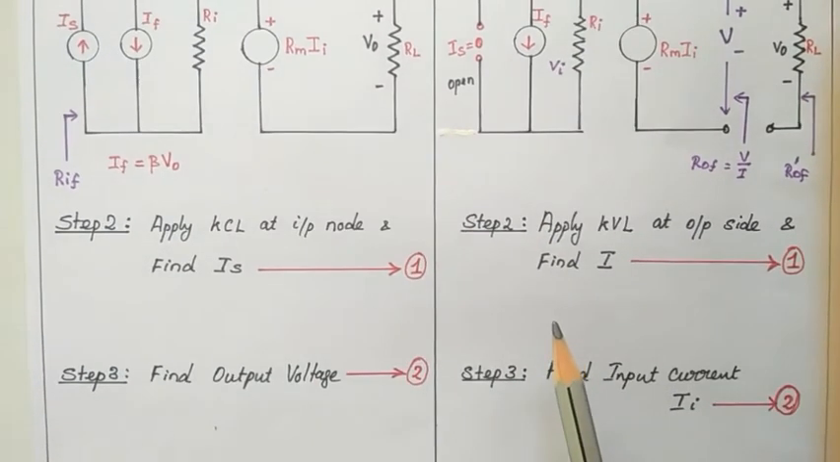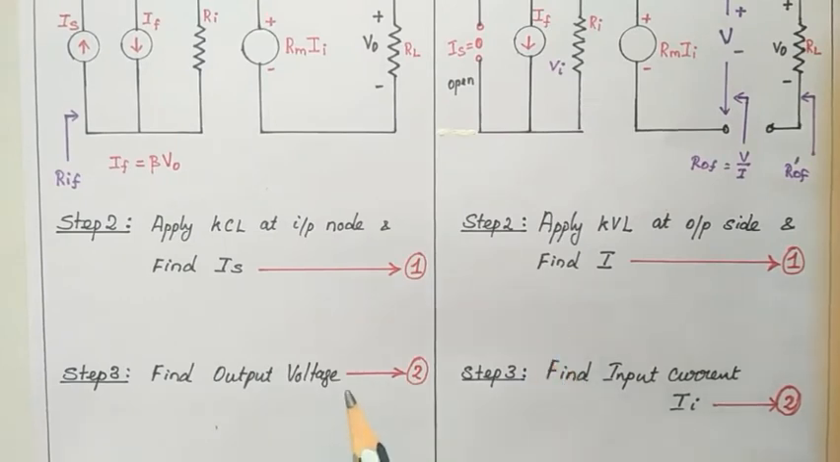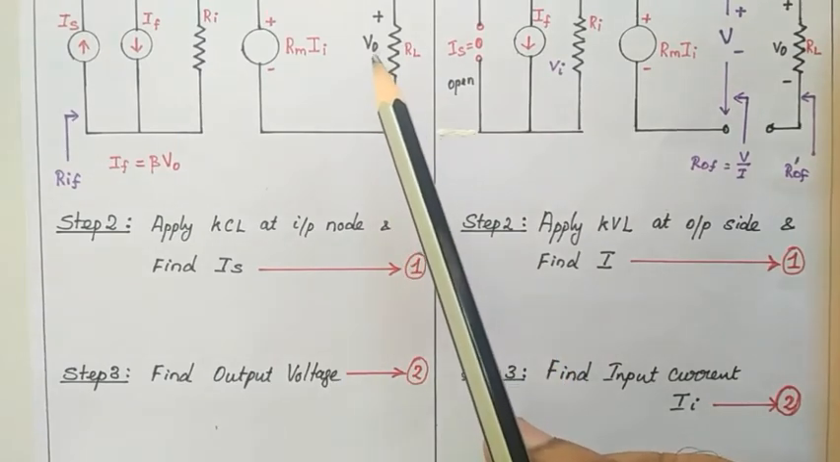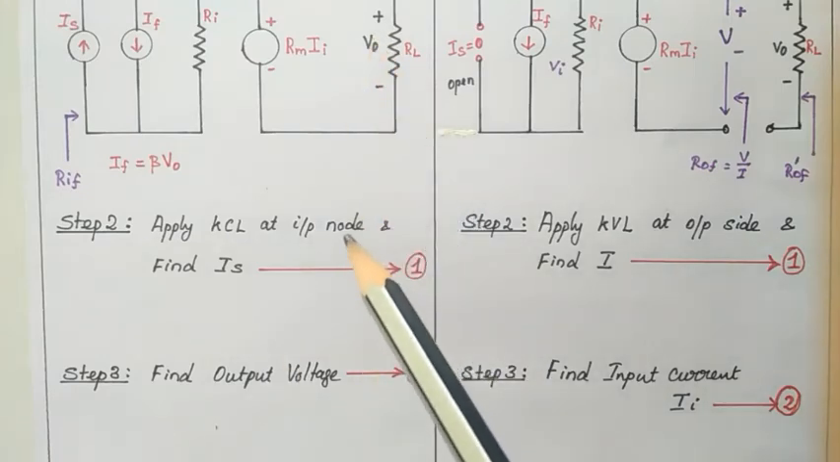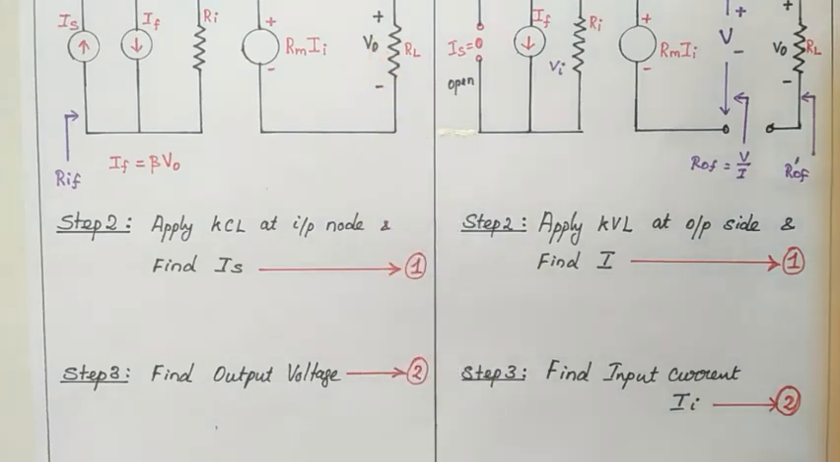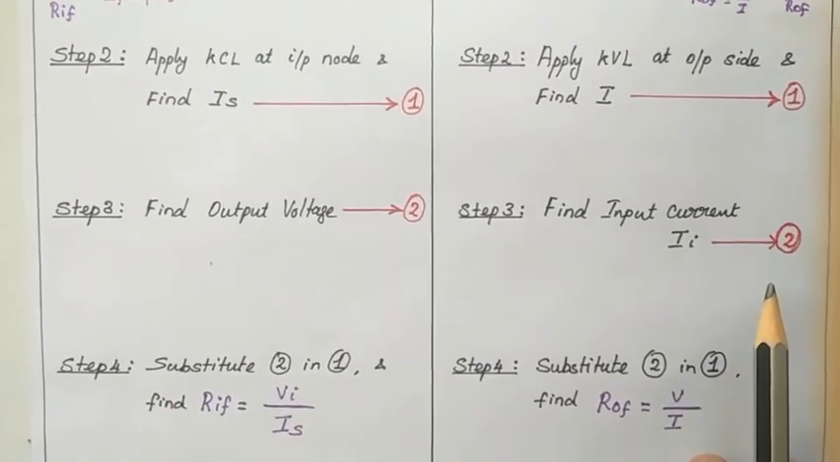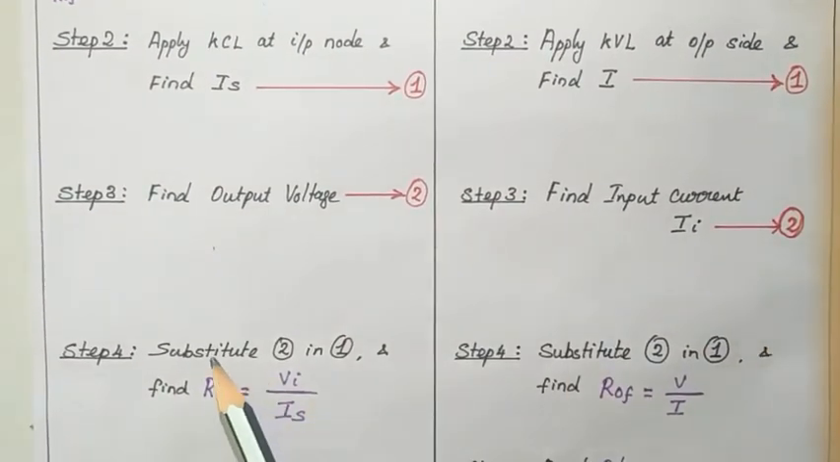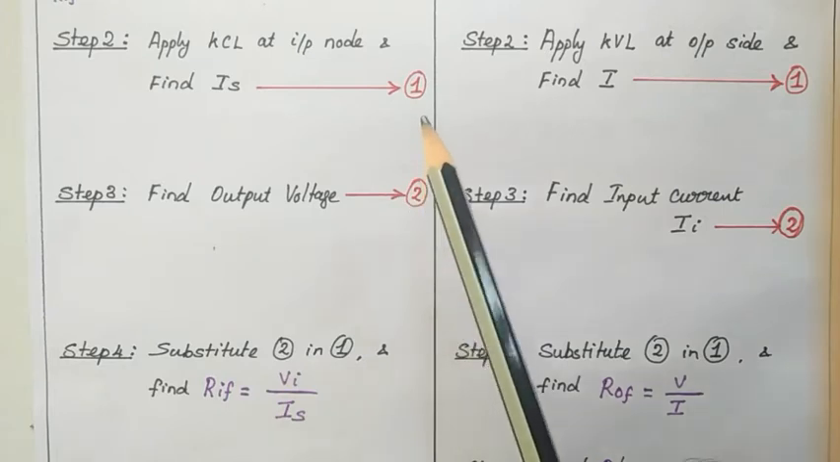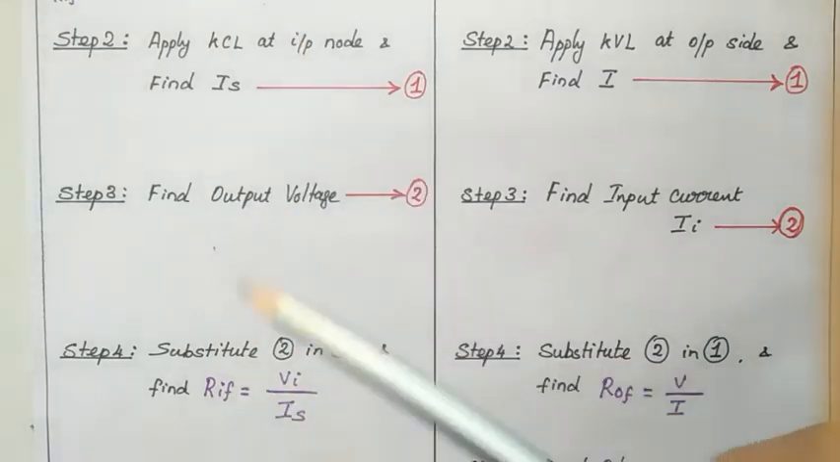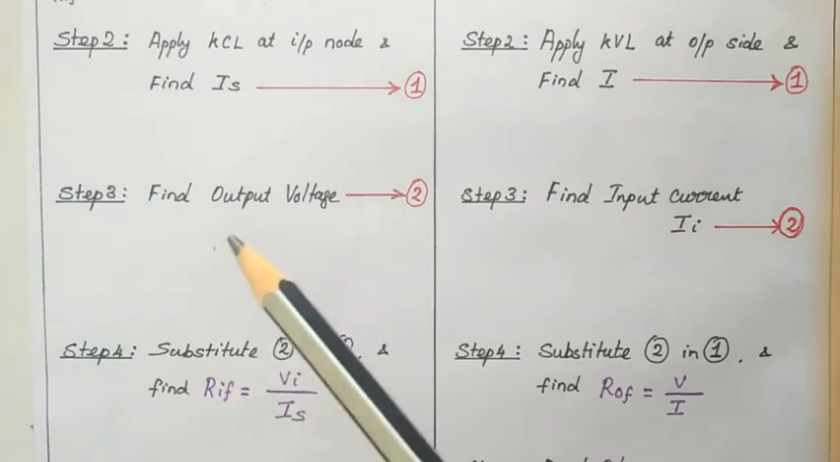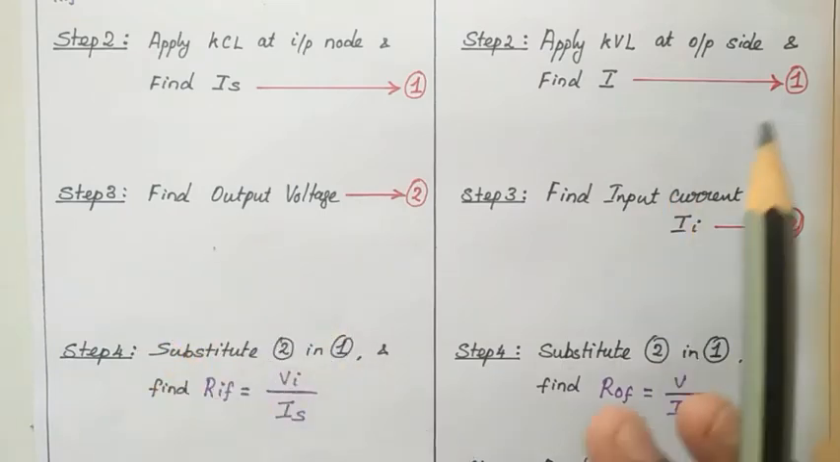In step 3 we have to find the output voltage. So here we have V0, and we need to find V0. Then that expression should be substituted in the first equation. That is step 4. So in step 4, what do we have to do? Substitute the second equation in the first equation so that we can get the input resistance with feedback, that is equal to Vi by Is. So these 4 steps have to be carried out for finding the input resistance with feedback.